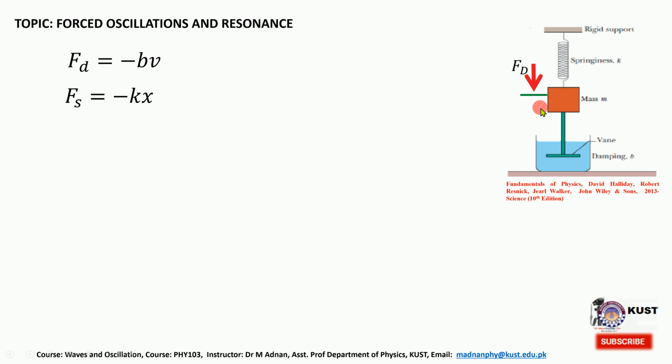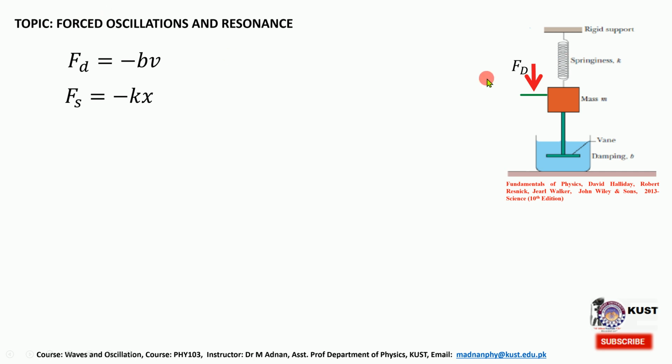The second force acting on this block is the restoring force. Fs is equal to minus kx. Now, as we have discussed previously, this force tries to restore the equilibrium. For example, this is the equilibrium position. So when this block starts oscillations, this restoring force will try to restore the equilibrium. That's why there is a negative sign. This k is the spring constant.